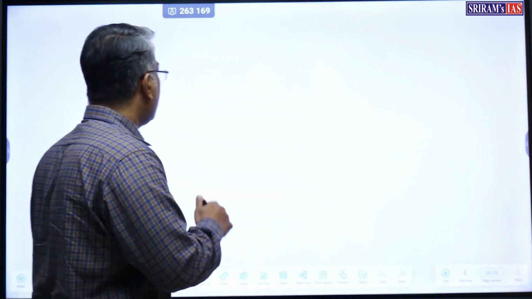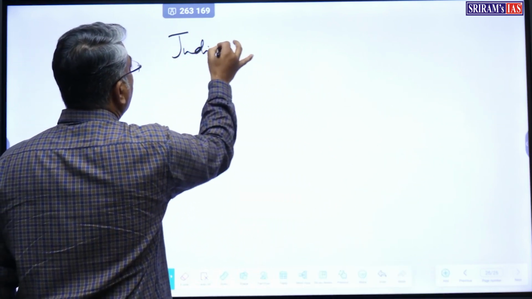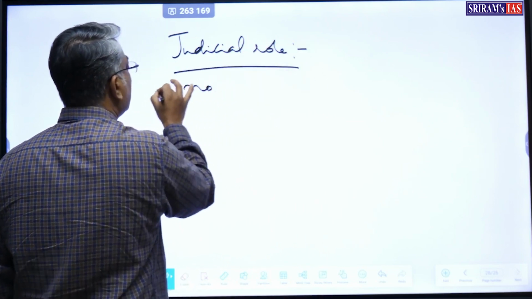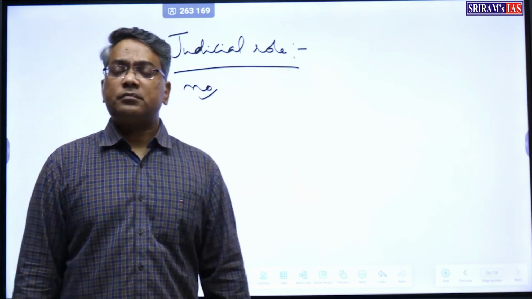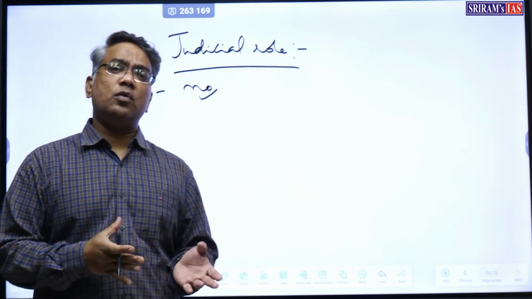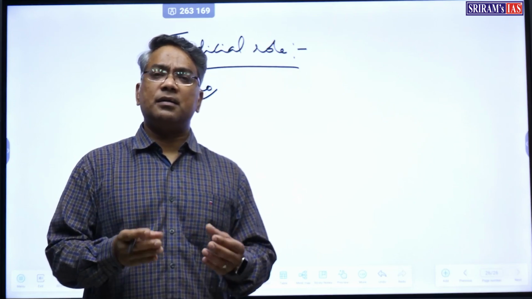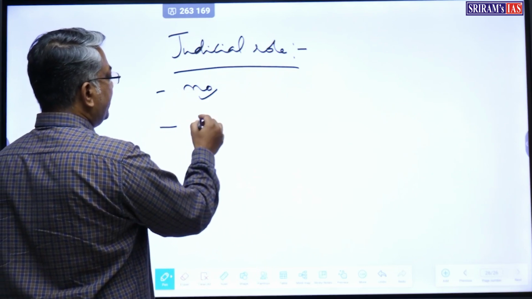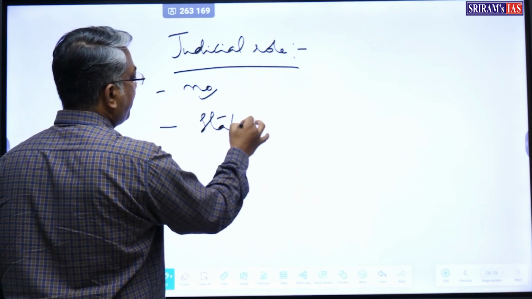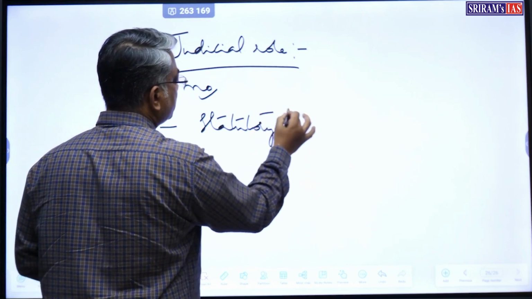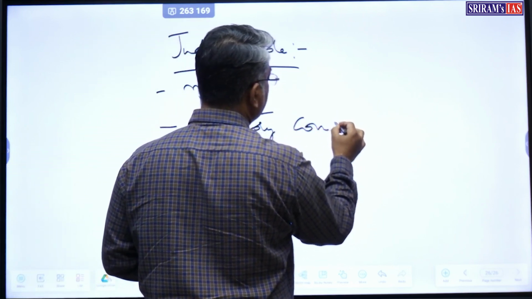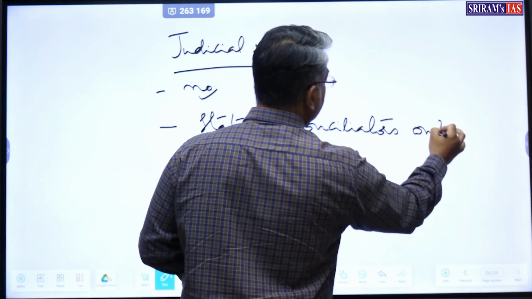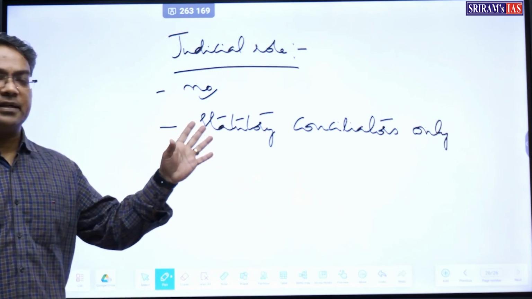Now, does the Lok Adalat have a judicial role? No, the Lok Adalat does not have a judicial role. The members who are deciding the cases in the Lok Adalat are called the members of the Lok Adalat. They have only the role of statutory conciliators.